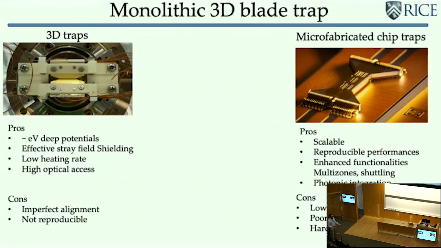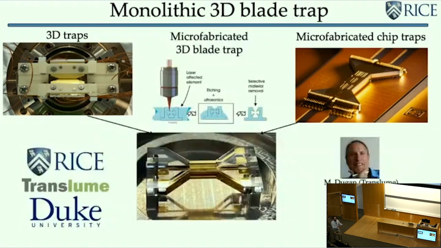You can go to microfabricated chip traps, and they're what's used in quantum computing, but they have other types of problems like low trap depth and poor shielding. And they're also more complicated to use. They have many electrodes. So what we're doing is basically trying to put together the best of both worlds, and we're trying to create a plug-and-play trap that is 3-dimensional and also microfabricated with this technique.